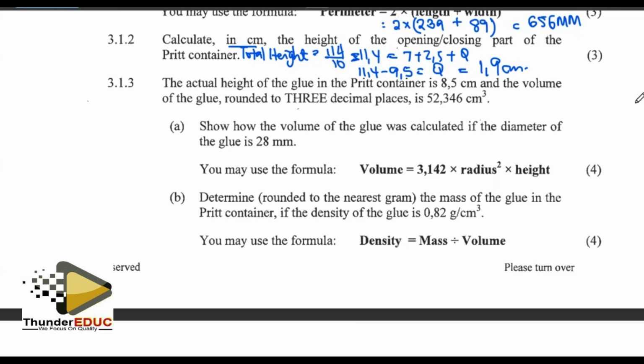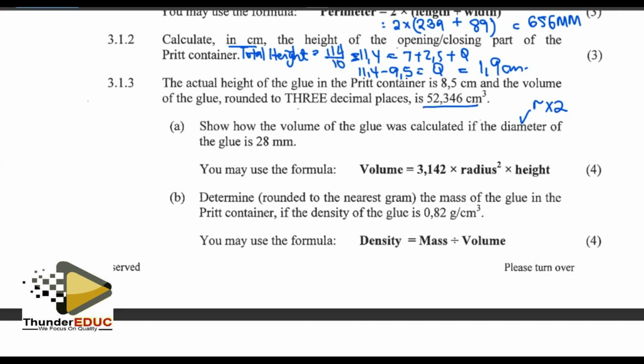The actual height of the glue, so the glue inside the container, is 8,5 centimeters, and the volume of the glue rounded to 3 decimal places is this much. So we need to show that the diameter is this much. But look at the formula they used. You understand? But in your head, because you're determining the diameter, you know very well that the diameter is got from getting the radius and multiplying it by 2. Together. So you're going to use this formula, you're going to use these values here.